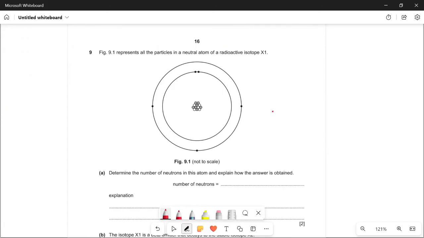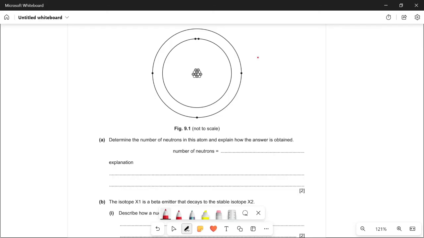Number 9. Figure 9.1 represents all the particles in a neutral atom of radioactive isotope X1. Determine the number of neutrons in this atom and explain how the answer is obtained. So to find the number of neutrons, first we have to find the number of electrons. So we have 1, 2, 3, 4, 5. So we have 5 electrons. So this is a neutral atom. So that means they also have 5. The number of protons is going to be 5.